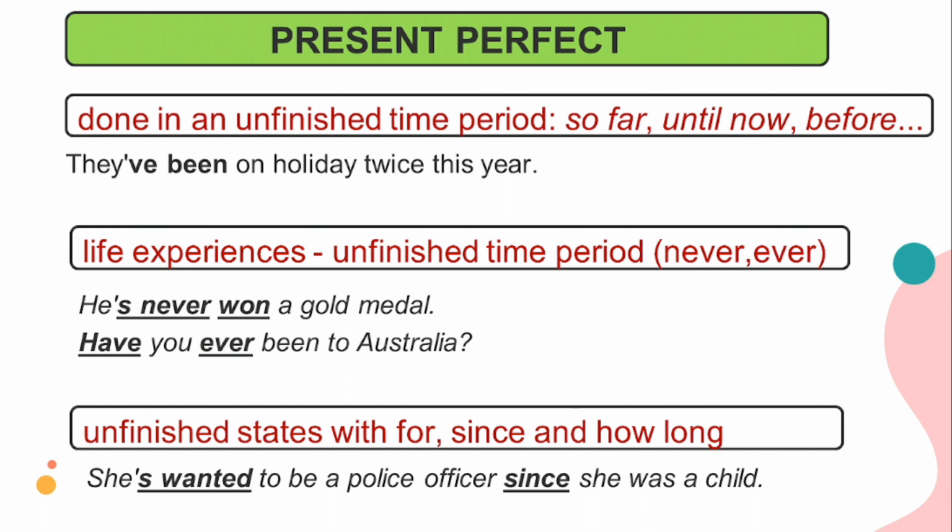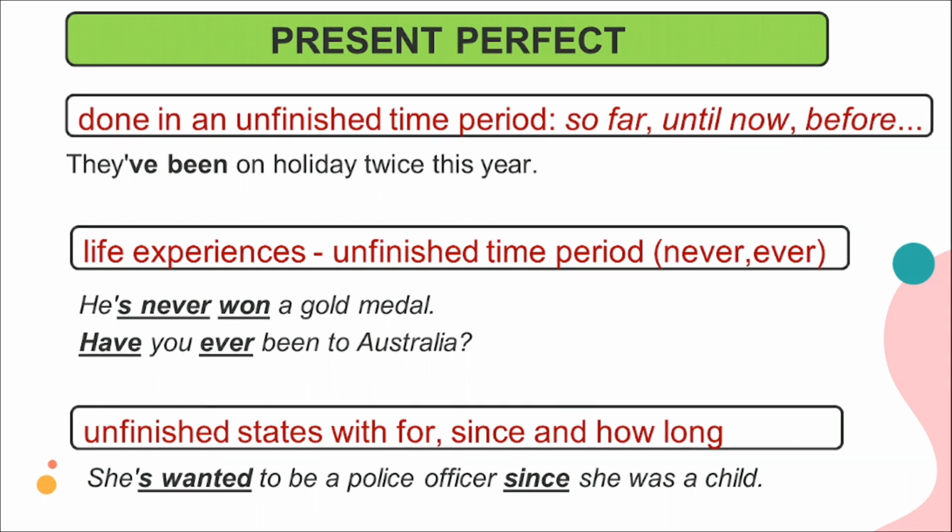Present perfect also describes life experience in an unfinished time period: He's never won a gold medal. Have you ever been to Australia? We use never in the positive, but in a question we use ever. Present perfect describes an unfinished action: She's wanted to be a police officer since she was a child. We can use for, since, and how long in this situation.